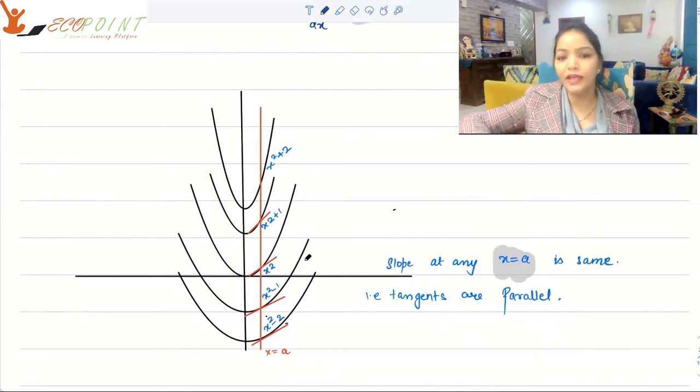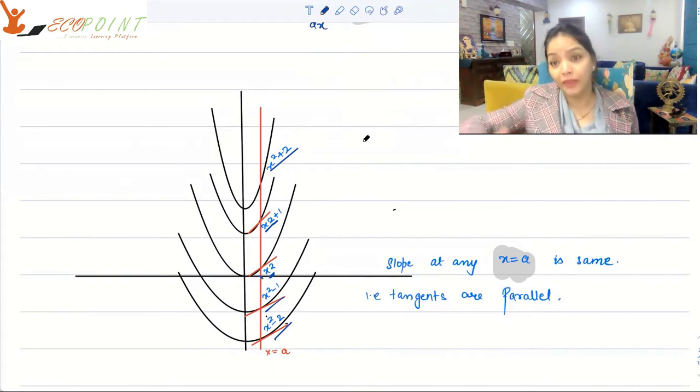So, you can have different parabolas. This is x square. This is x square plus 1. This is x square plus 2. This is x square minus 1. This is x square minus 2. The parabolas will be like that, and the tangents will be parallel to each other at a particular point A. At x equal to A, they'll be parallel to each other.